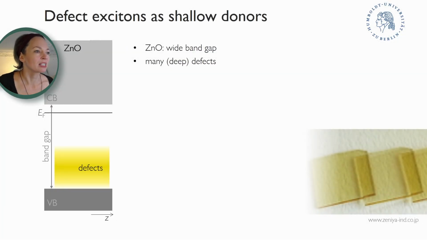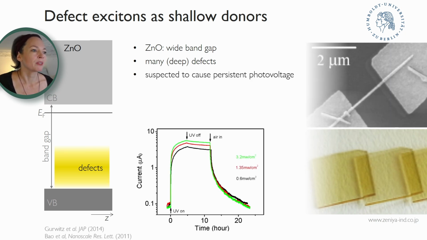We used zinc oxide, which is a wide bandgap semiconductor. The bandgap is 3.4 electron volts wide, and therefore it's mostly transparent to visible light, except for its yellow color, which is due to many deep defects in the bandgap. It also shows a phenomenon that is called persistent photovoltage, which means that when you shine UV light onto the sample, the conductivity increases quite significantly.